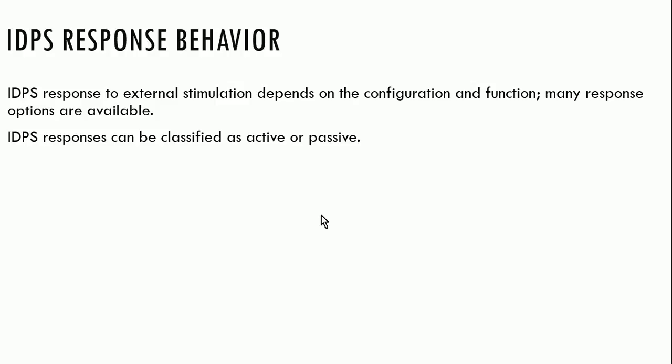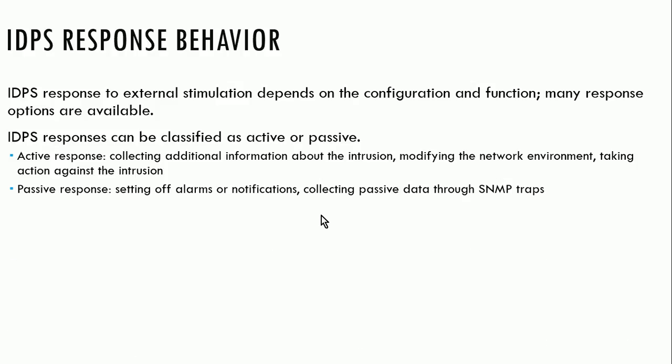So an IDS response to external stimulation depends on the configuration and function. Many response options are available. Boy, that sounds like it's right out of marketing. But the response can be classified as active or passive, which I've talked about before. So active response is where we're collecting additional information about the intrusion, maybe modifying something. So I'll give you an example of that.